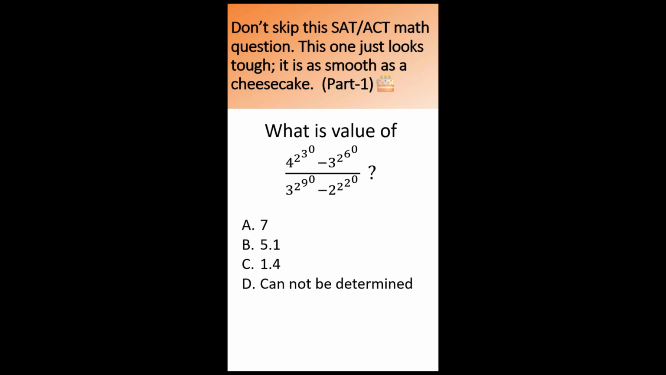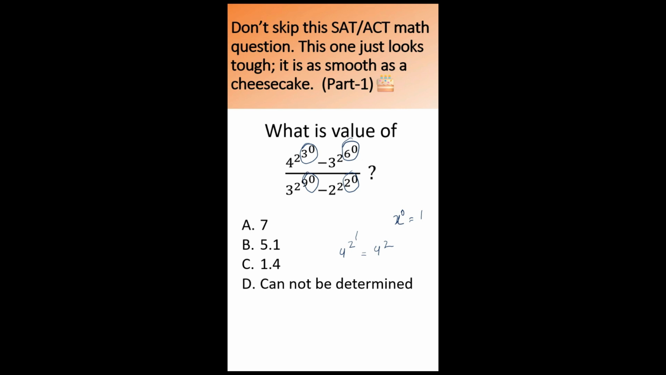All you have to know is that anything powered to 0 equals 1. Once you know this thing, you will see that this particular term, this particular thing, and this particular thing equal nothing but 1. So what we have is 4 raised to the power 2 raised to the power 1, which is nothing but 4 raised to the power 2.